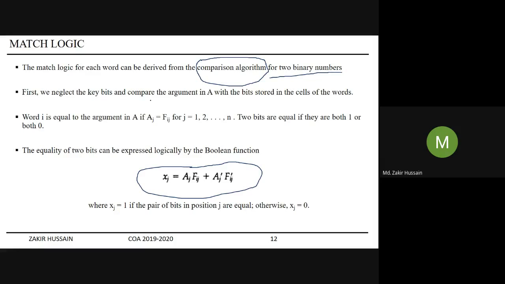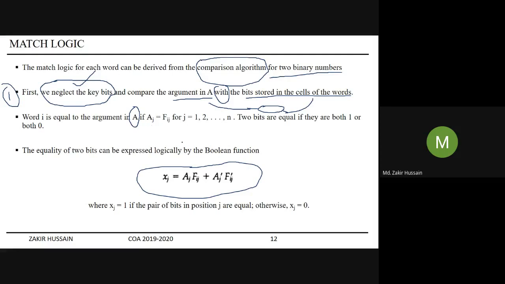First, we neglect the key bits and compare the argument in A with the bits stored in the cells of the words. The very first point is, we neglect the key. We are not taking the key bits into consideration. Only compare the argument in A with the bits stored in the cells of the words, meaning the argument register and the word are both compared here. So at that point, key is not taken into consideration. So word I is equal to the argument in A. This is the A register, argument register. So here you have A_J equal to F_IJ.